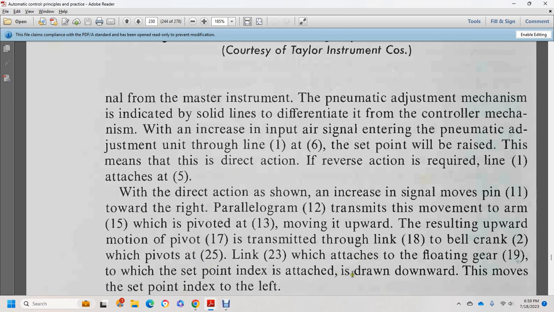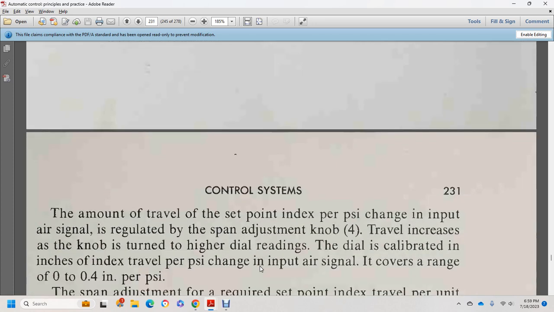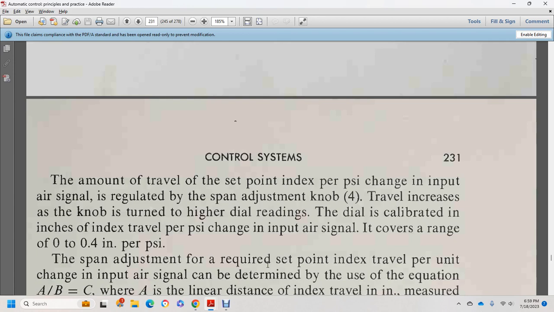sets the set point index attached. Draw down with this move with the set point index to the left. The amount of the travel of the set point index per PSI change with the input air signal is regulated with the span adjustment. Now with the travel increase, the knob turns to the higher dial reading. The dial is calibrated with the index travel in inches per PSI change with the input air signal to cover the range of 0 to 4 tenths of an inch per PSI.